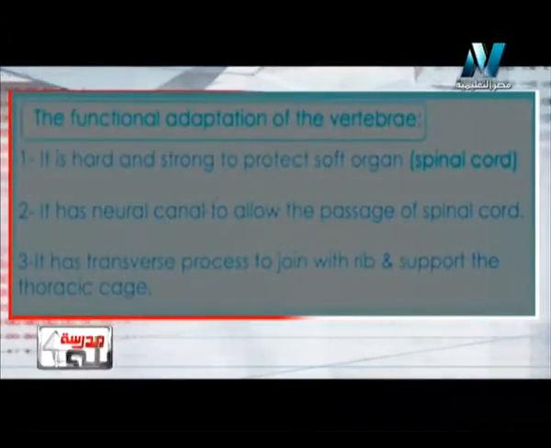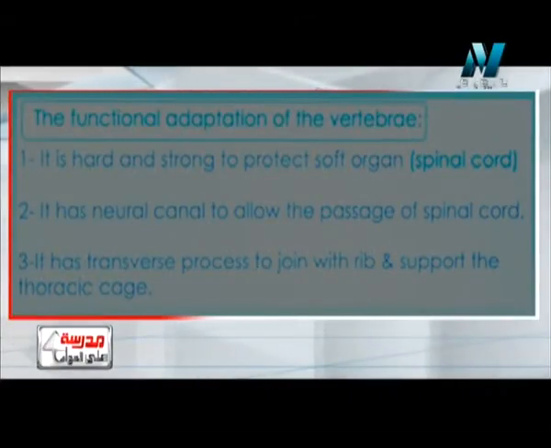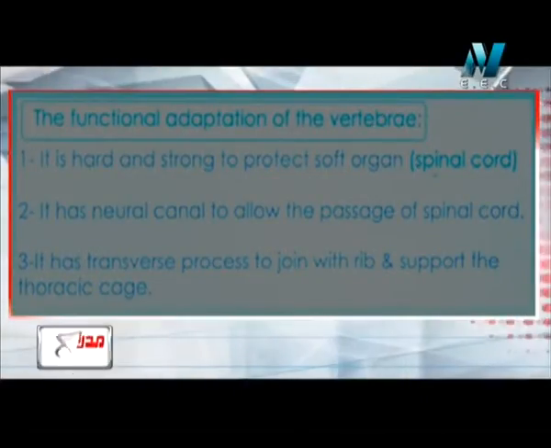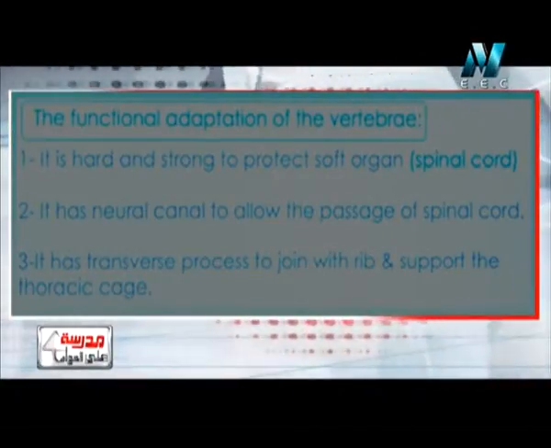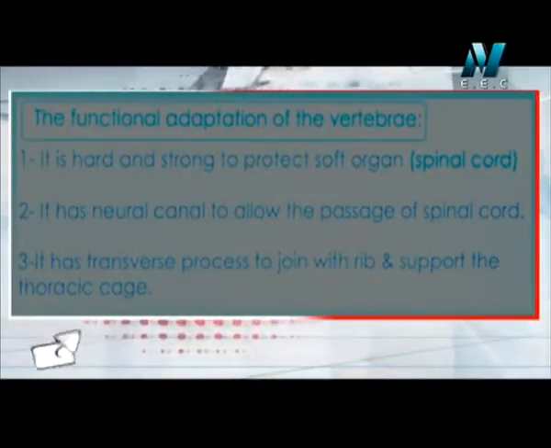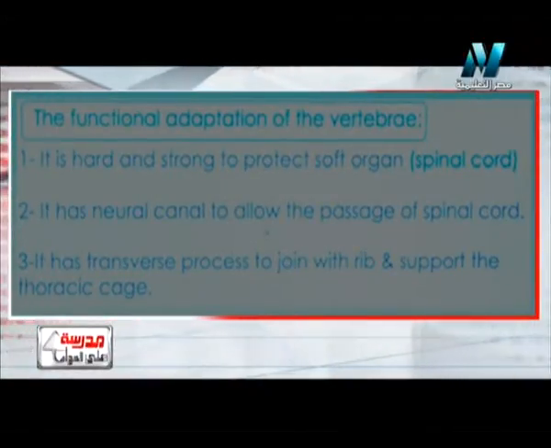The function and adaptation of the vertebrae. It is hard and strong to protect the soft organ, the spinal cord. It has a neural canal to allow the passage of the spinal cord. It has transverse processes to join with the ribs and support the thoracic cage.